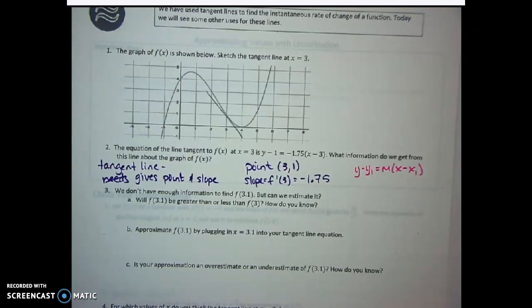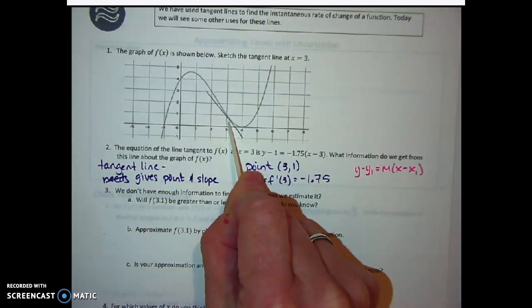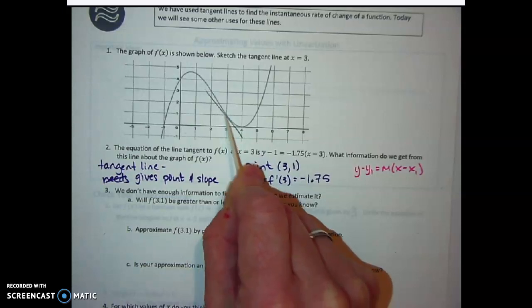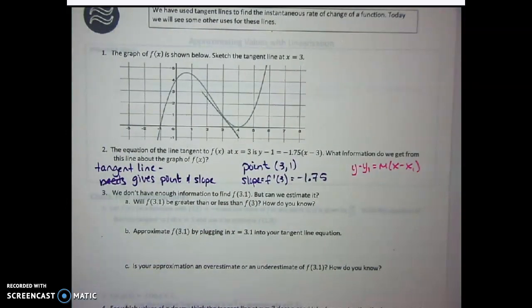So number 3, we don't have enough information to find f of 3.1, but can we estimate it? Will f of 3.1 be greater or less than f of 3? And how do you know? Well, f of 3.1 is down on this side, right? So if this tangent line is sloping down, it's below my actual function. So it's going to be less than, because the graph, or f of x, is decreasing at x equals 3.